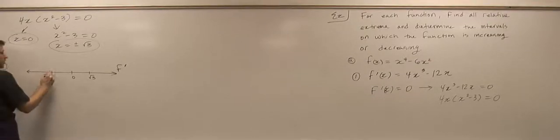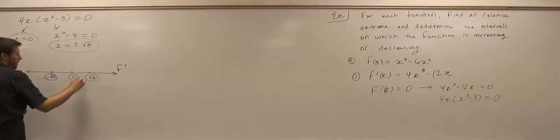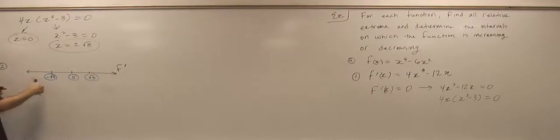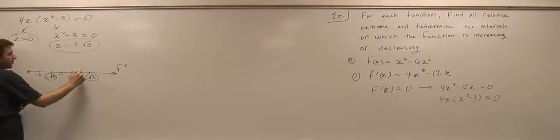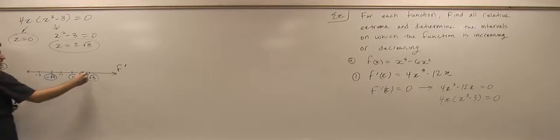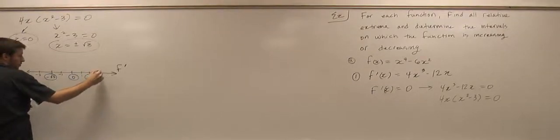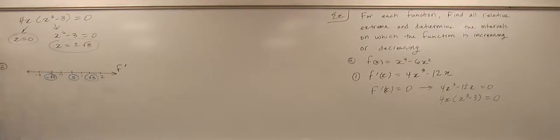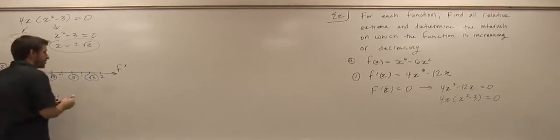So here's my critical numbers. What kind of things should I plug in? Yeah, so you need something to the left of negative root 3. So we'll do negative 2. You need something between negative root 3 and 0. Negative 1. Right, root 3 is like 1.7 or something. So between 0 and root 3, you can use 1. And then you can use 2 for the last part. And you're plugging all of this into the derivative.